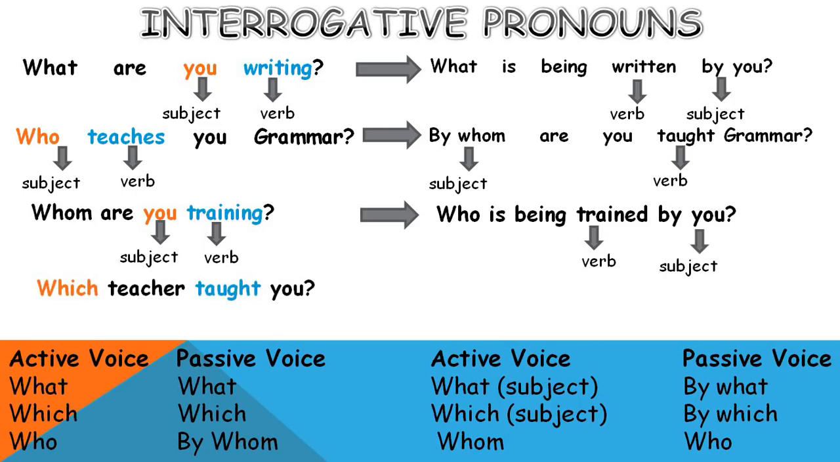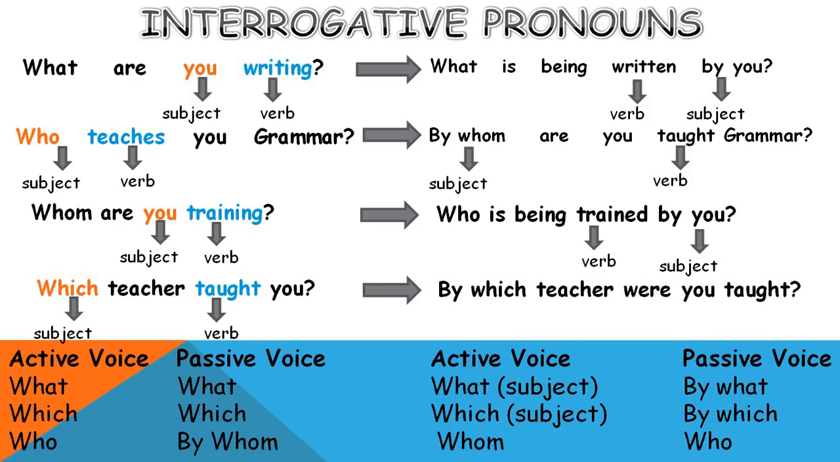Which teacher taught you? Now, if you use what or which as a subject in the active voice, then in the passive voice, you need to add by what or by which. Here which is acting as a subject and taught is the verb. It's a past tense. So which will become by which, because here which is acting as a subject. By which teacher were you taught. Were because it's a past tense. Taught is the past participle of teach. Teach, taught, taught.